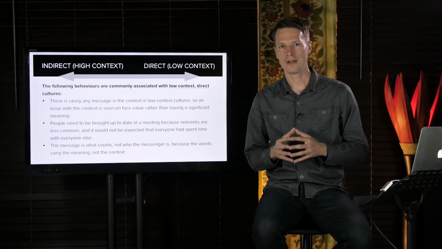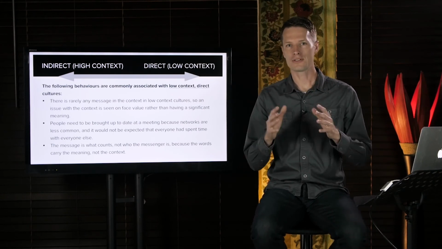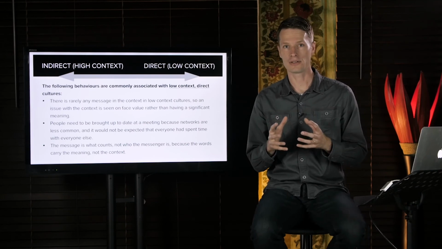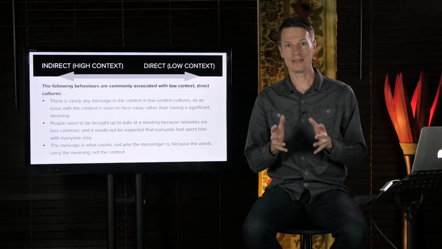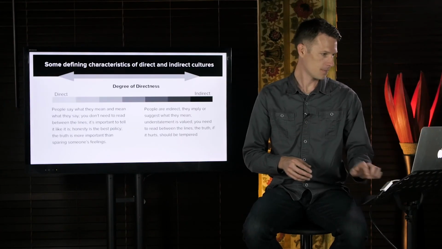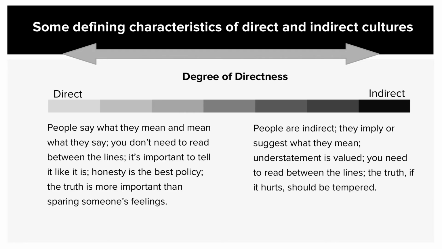We noted before that the defining characteristics of cultures are not independent and that certain characteristics are related to others. We will look at 4 continuums representing 4 areas related to communication. Degree of directness. We'll see on the direct side, people may say what they mean and mean what they say. You don't need to read between the lines. It's important to tell it like it is. Honesty is the best policy. The truth is more important than sparing someone's feelings.